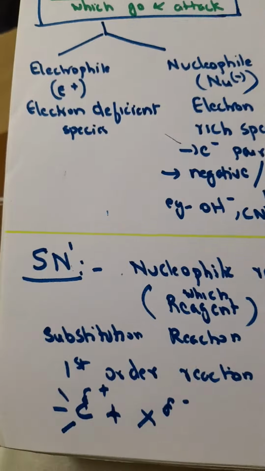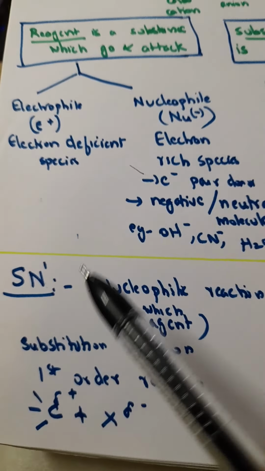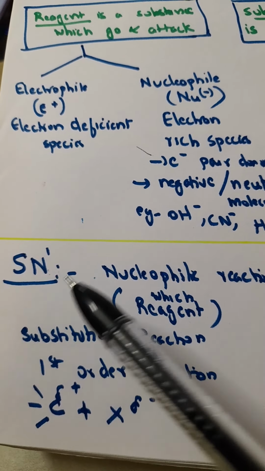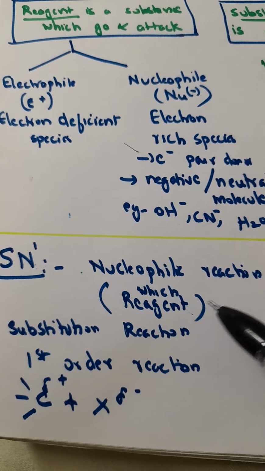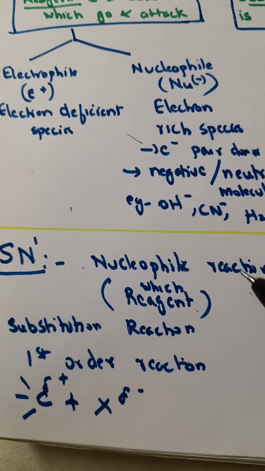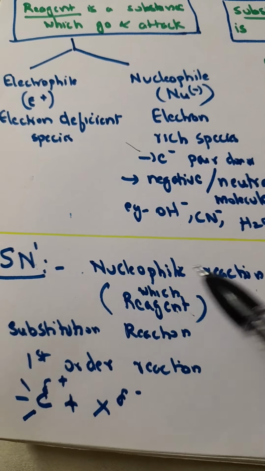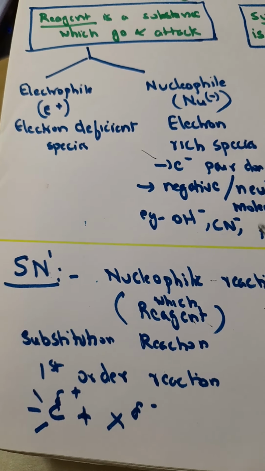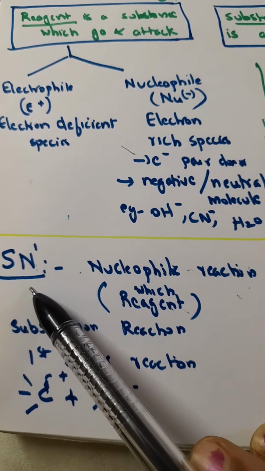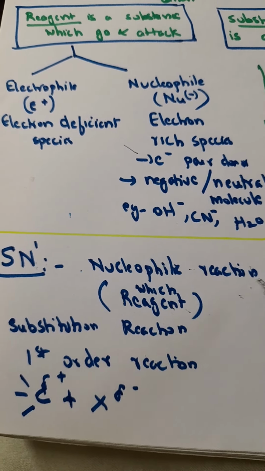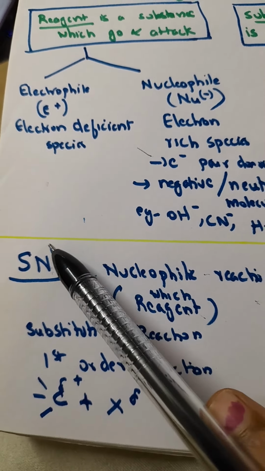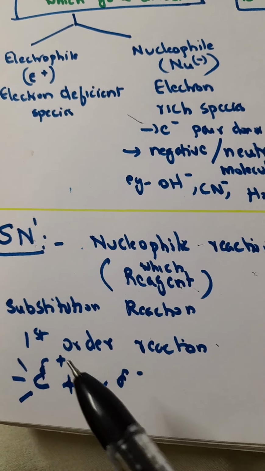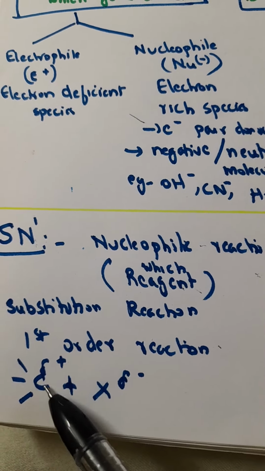Now we were talking about SN1 reaction. Coming back to SN1 reaction, S is for substitution, and N is nucleophilic. So which type of reagent, that is a nucleophile, is involved in this reaction. So you have to remember two things. One is this is a substitution reaction, then nucleophilic reaction, and then we say that it is a first order reaction.